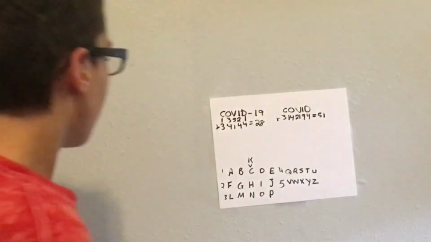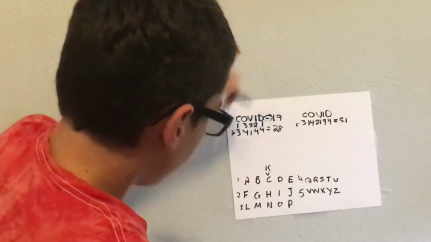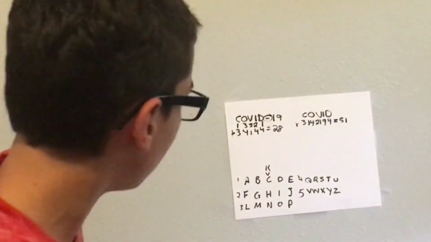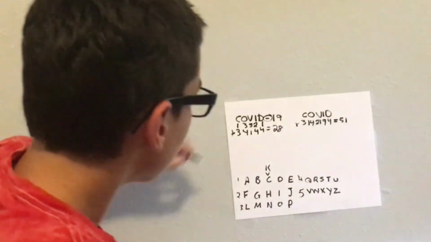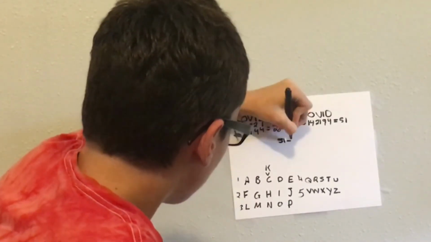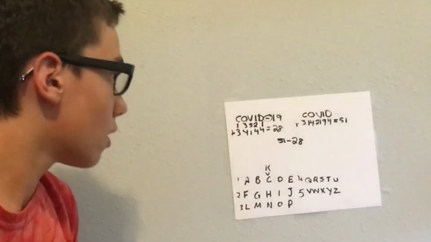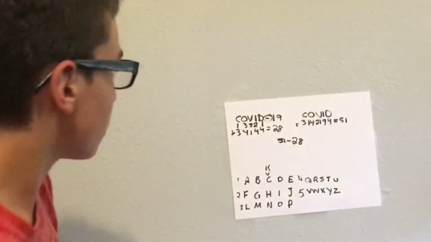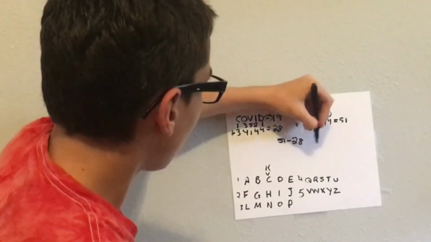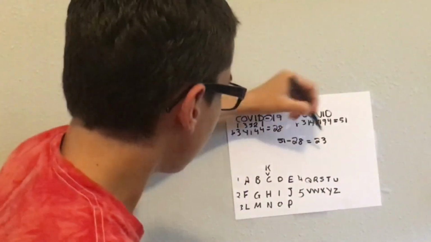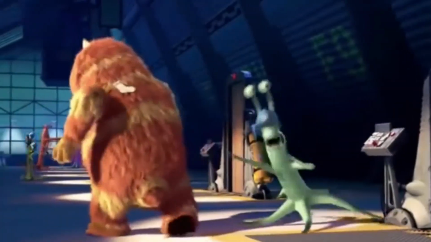Check the math yourself. Then we have this symbol here that looks an awful lot to me like a subtract symbol. So 51 minus 28. Right, because you always put the bigger number first. 51 minus 28 equals 23. Now, drop the 19, and we have a 2319. 2319! We have a 2319!